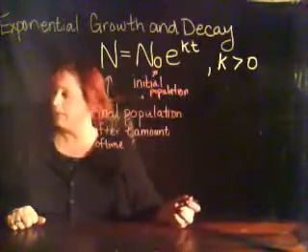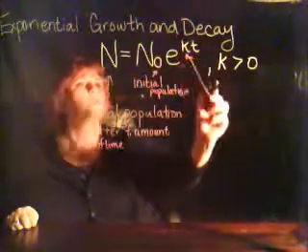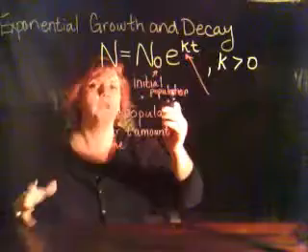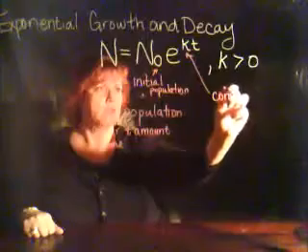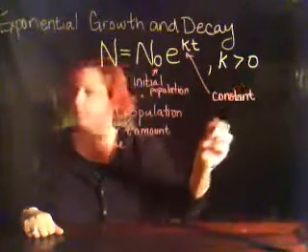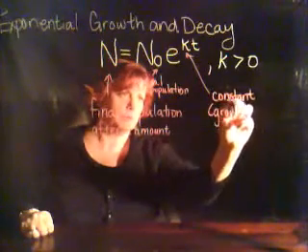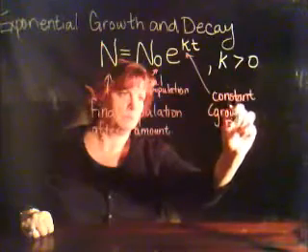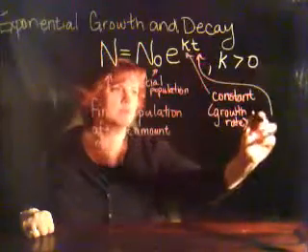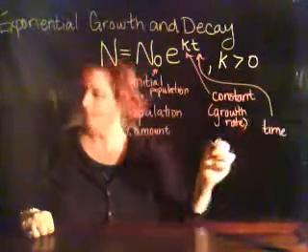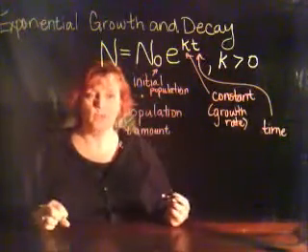Remember, e is just a constant. k is also going to be a constant for that particular equation, depending upon the situation that's been set. So this is going to be a constant, and that constant is considered to be our growth rate. And then our t is our time. And our t is going to be measured depending upon what the situation calls for in our population.